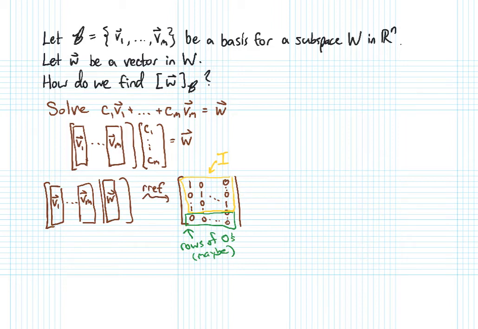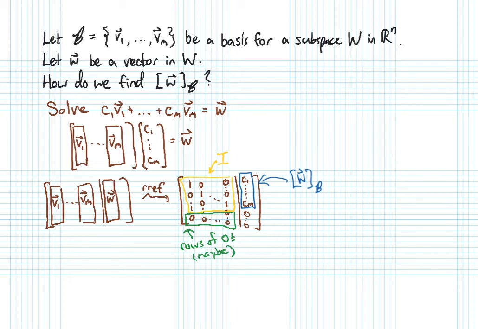The system is consistent. And so that means that in the reduced echelon form, you're going to have zeros on the right that match up with the rows of zeros on the left. And the other entries on the right are the things that we're looking for, the C1 to Cm. And so that is where you find the b-coordinate vector for W. And so this is always how it works.